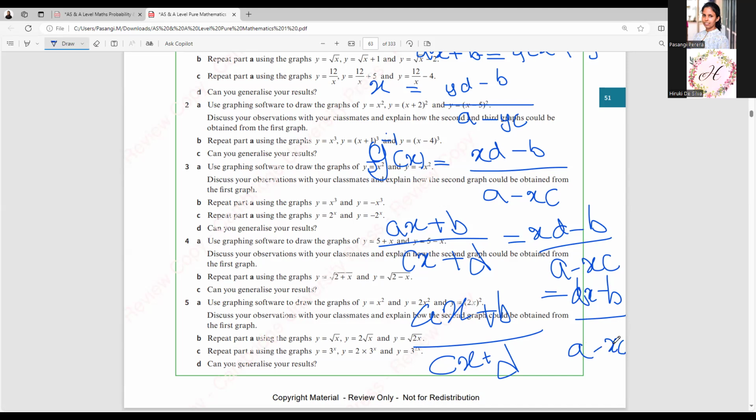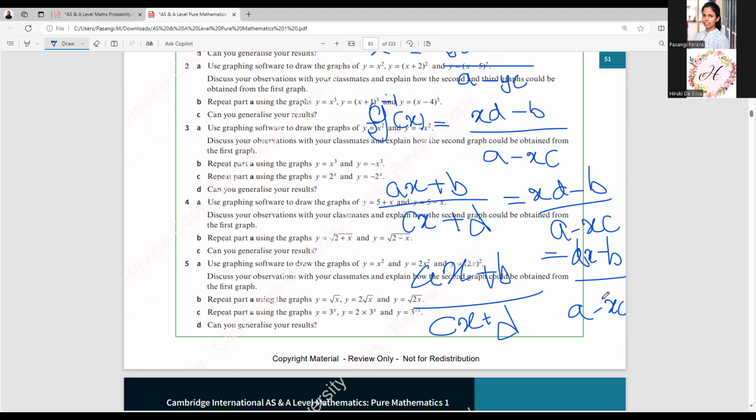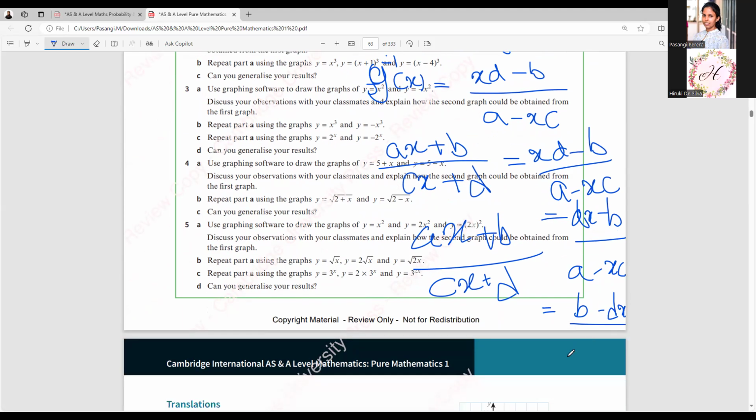Then what we can do, but here the x term is positive and this x term is negative. Okay, we'll do it like this. We'll take negative from both the denominator and the numerator. And then what comes here is b minus dx divided by cx minus a.